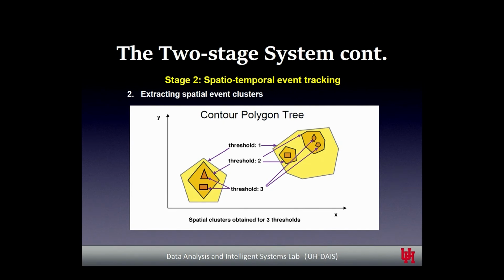In order to see the density variation among each cluster, we use multiple thresholds for the contouring algorithm. So that's the spatial cluster model we have. We define a data structure called the contour polygon tree, and this is an example of two spatial clusters with three thresholds.